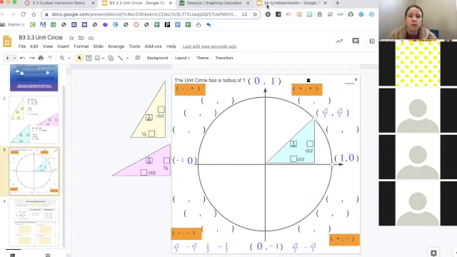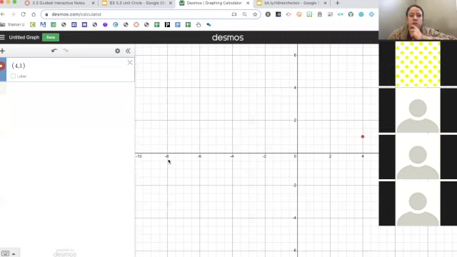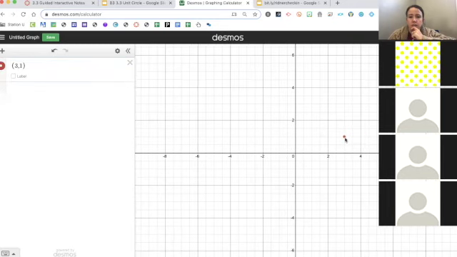So anytime I have a point, let's go back to Desmos here. It doesn't matter what it is. If I move it over here, it means that I go to the right 3 and up 1. So I can actually even make my own type of right triangle there if I really think about it. Okay, so the length and the height.